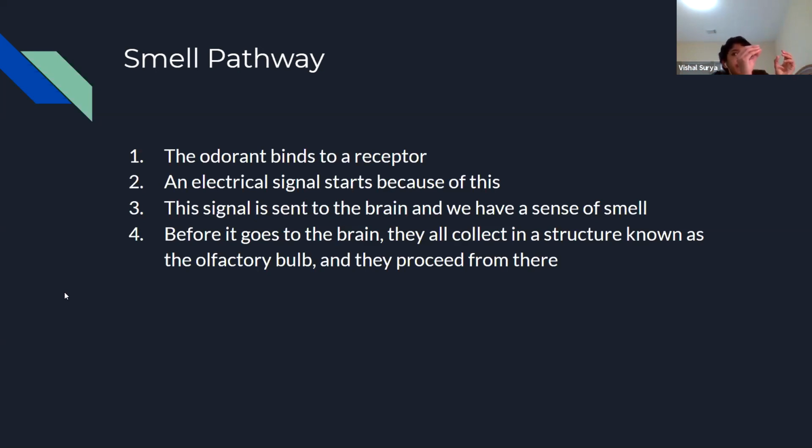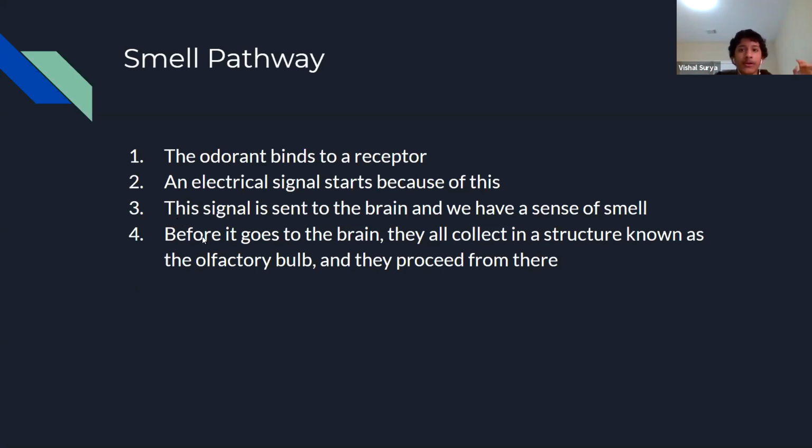because there are a bunch of different receptors in your nose, all of these receptors and their neurons converge onto one thing called the olfactory bulb. Then from the olfactory bulb, they proceed into the rest of the brain. The last part is another fancier term that you don't have to memorize, but it's probably important to know: after it goes to the olfactory bulb, it goes to the rest of the brain, and that's how we perceive the sense of smell.